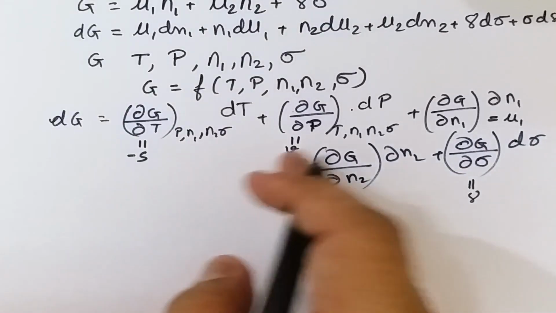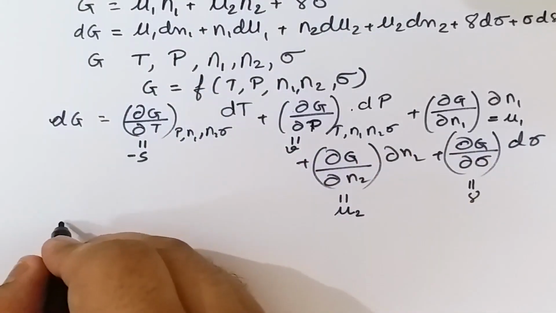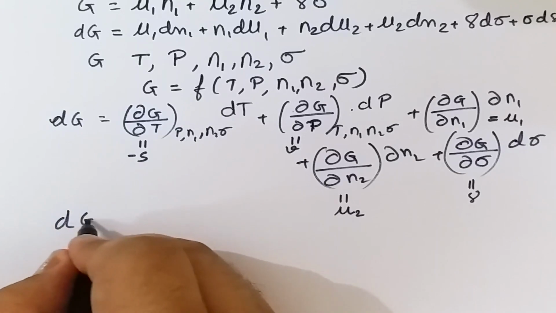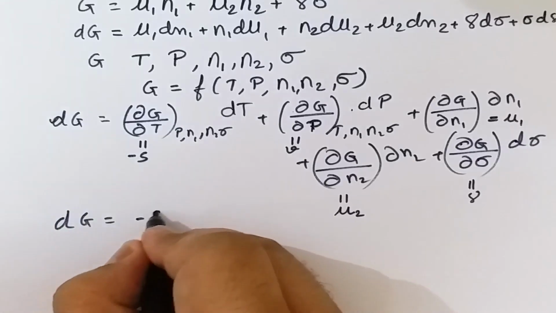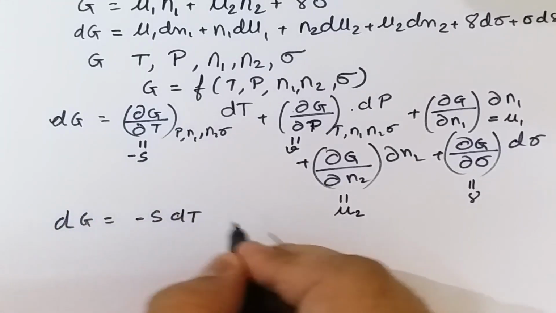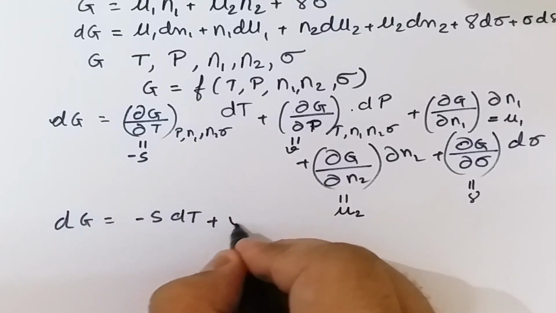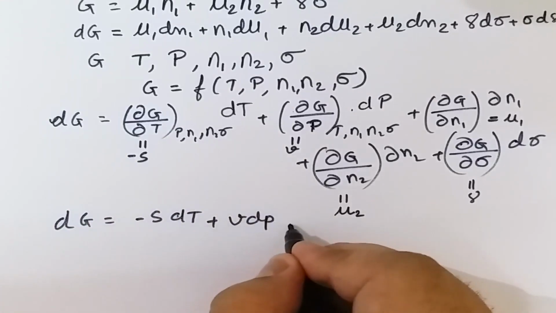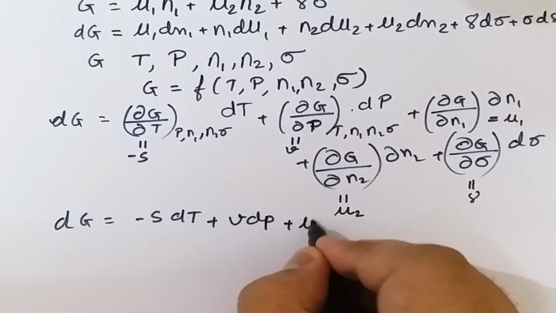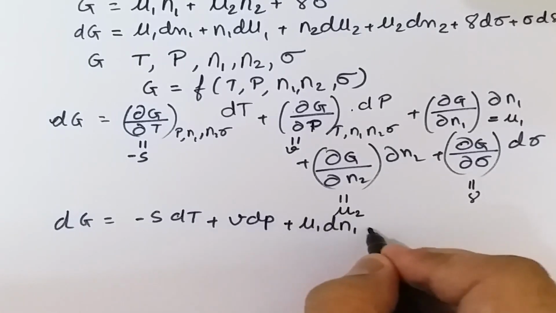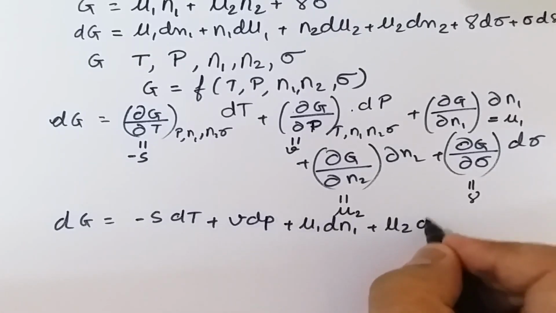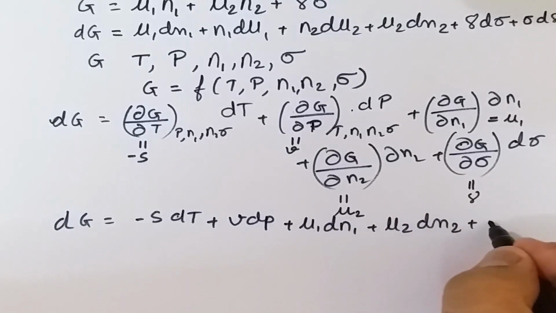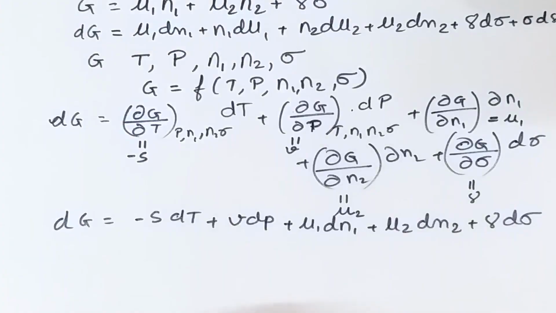So we will respectively substitute the individual thermodynamic parameters, and hence I can write dG is equal to this: minus S dT plus V dP plus mu1 dn1 plus mu2 dn2 plus gamma d sigma. So these are the terms.